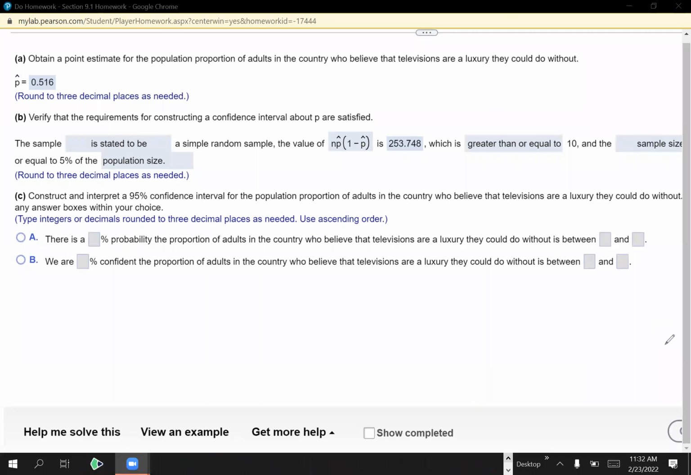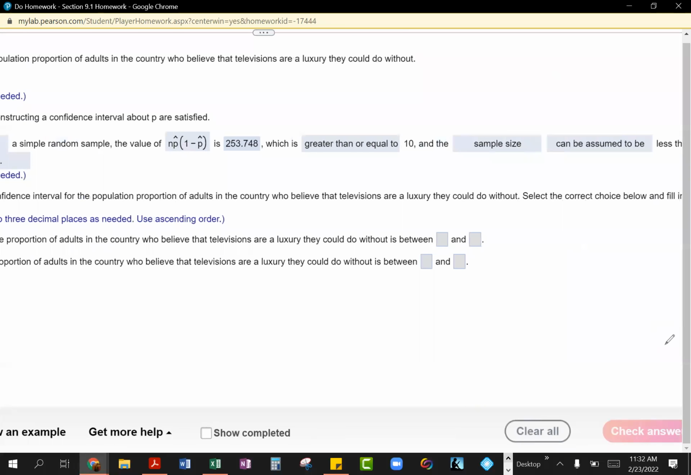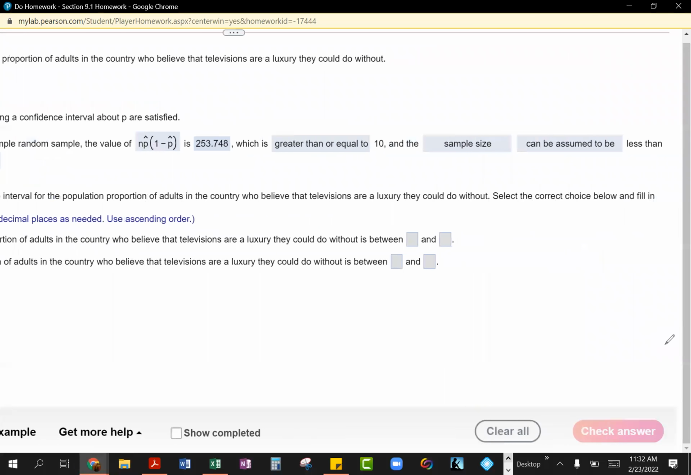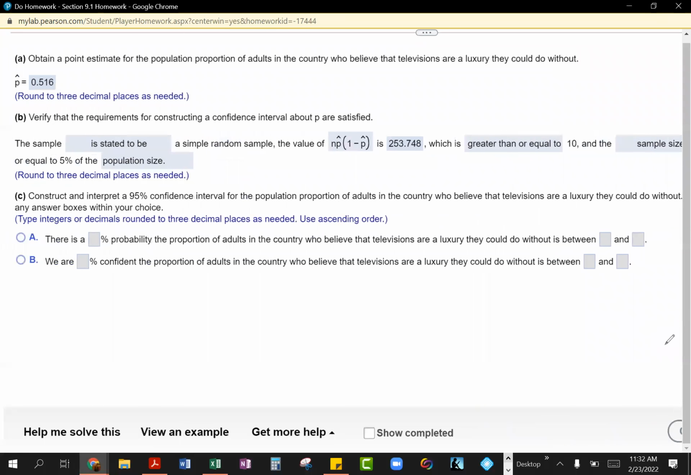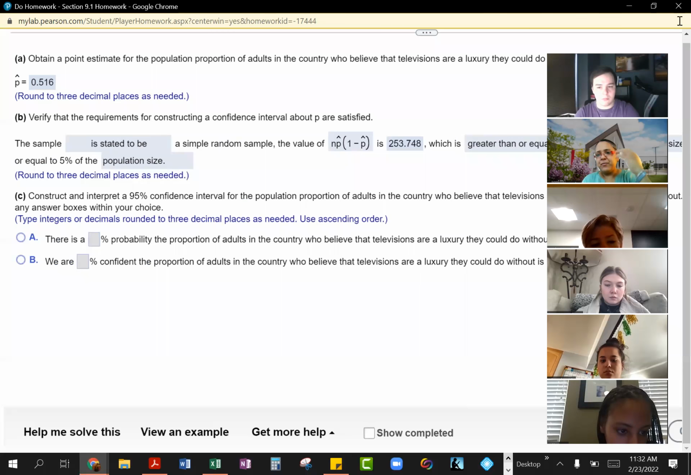So here they're saying construct and interpret a 95% confidence interval for the population proportion of adults in the country who believe that television is a luxury they can do without. So when we're talking about confidence interval, the idea is, if we kept doing this experiment, out of these 1,016 people, we asked them, can you do without a television? And we kept repeating this experiment.